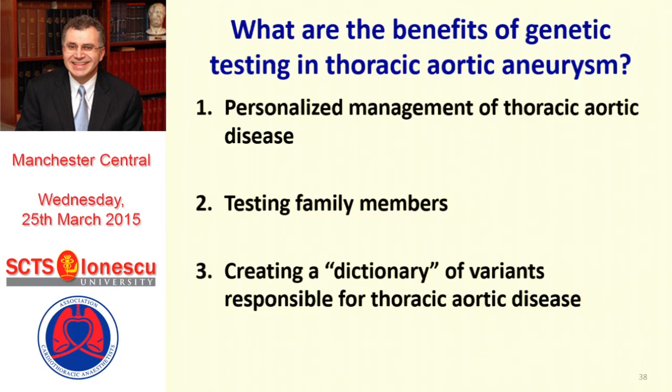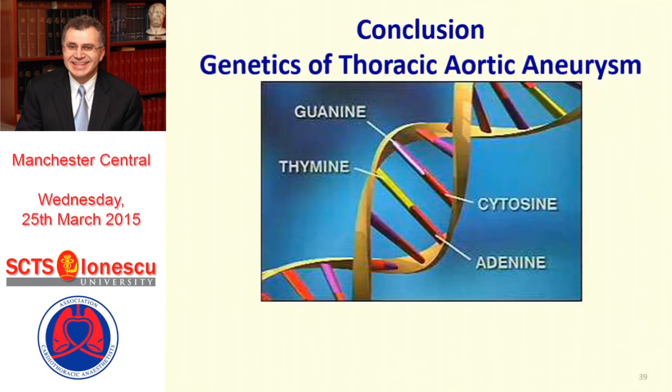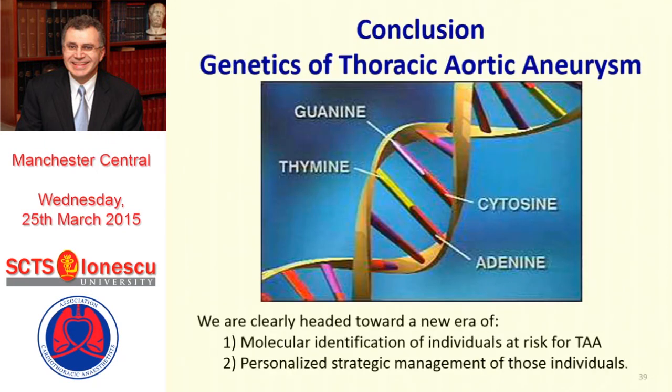So to summarize, I think we have crossed the threshold into personalized management of thoracic aortic disease. It is financially feasible. This permits the testing of family members. If they don't test positive for a mutation that their afflicted family member has, then you can stop imaging them. The ones who do test positive can be imaged for the monitoring of their aneurysm. This will permit a dictionary or encyclopedia of specific variants that I think will grow to probably hundreds and thousands. So we have crossed over the threshold to personalized management. It's a very exciting time.